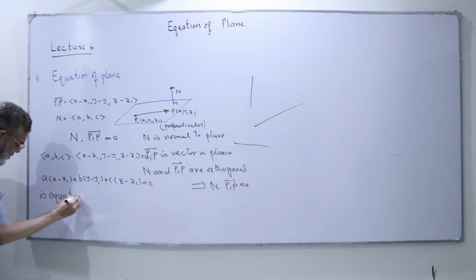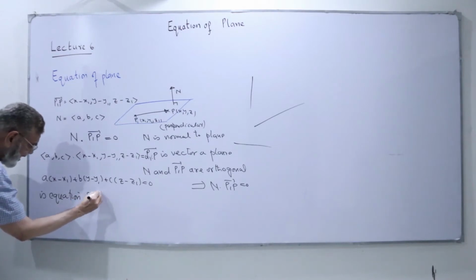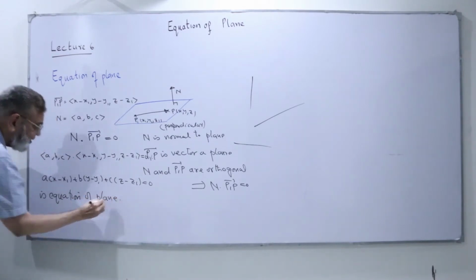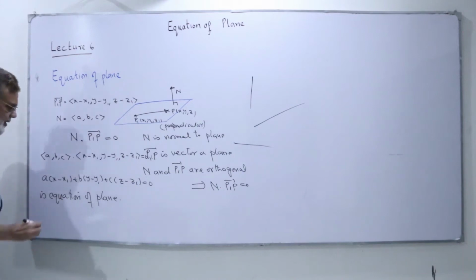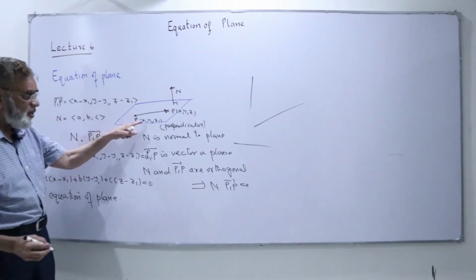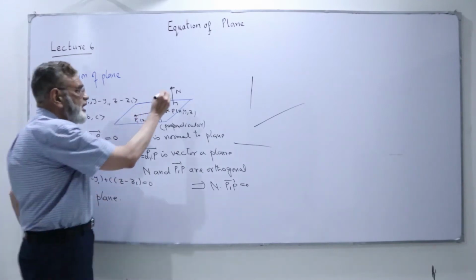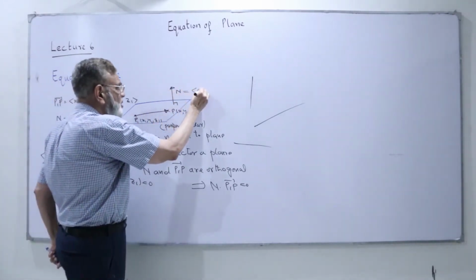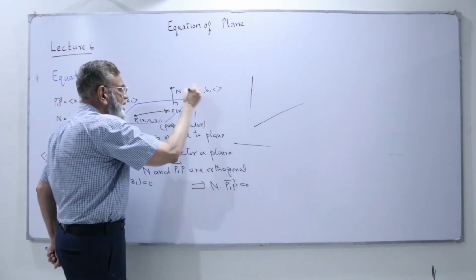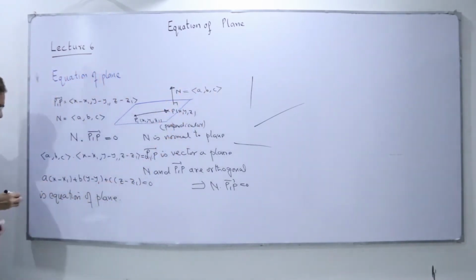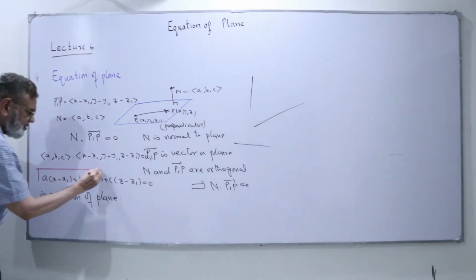This is the equation of the plane which contains the point P with the values x1, y1, z1, and vector n. Vector n has the coefficients a, b, and c, and n is normal to the plane. So this gives me the equation of the plane.